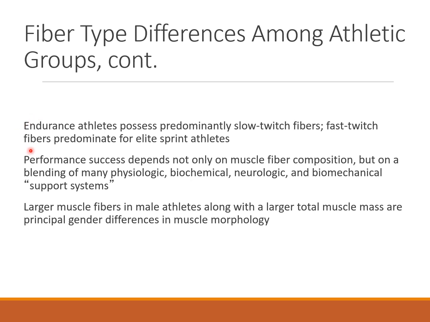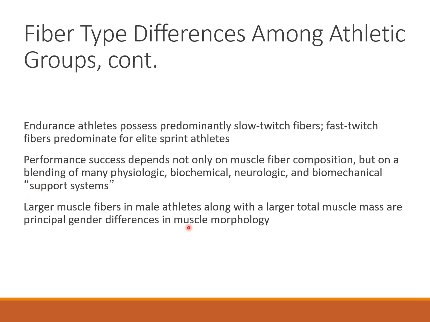So next, we've already talked about this, but endurance athletes have more slow twitch fibers and elite sprint athletes have more fast twitch fibers. Now, the success of an athlete doesn't just depend on muscle fiber composition. Just because you have a bunch of type 1 muscle fibers and you're a marathoner doesn't mean you're going to be successful. There's physiological reasons, biochemical reasons, neurologic reasons, biomechanical reasons, and some are arguing now there's psychological reasons, right? So there are other drivers that can help you have success as an athlete.